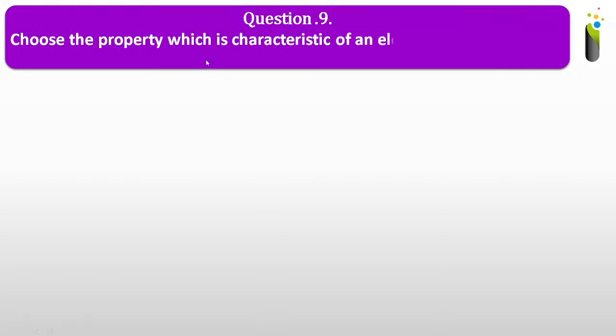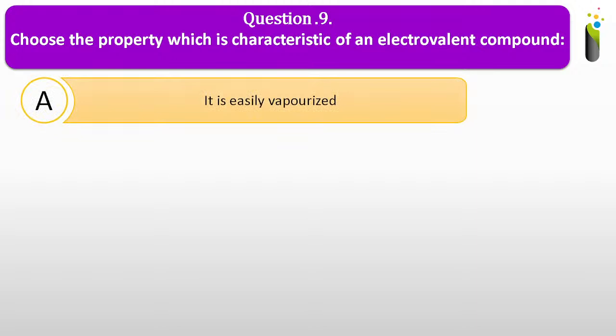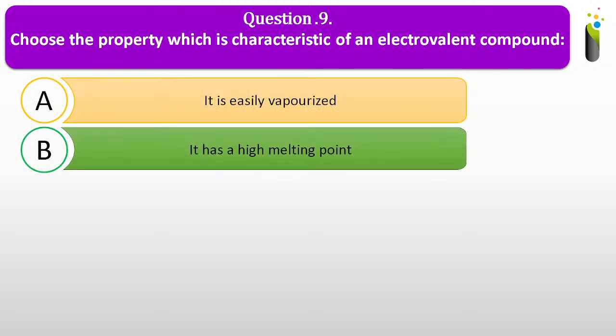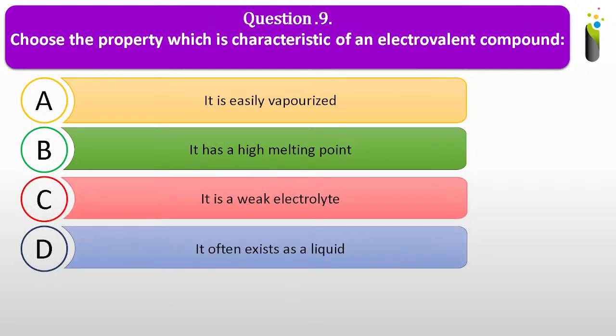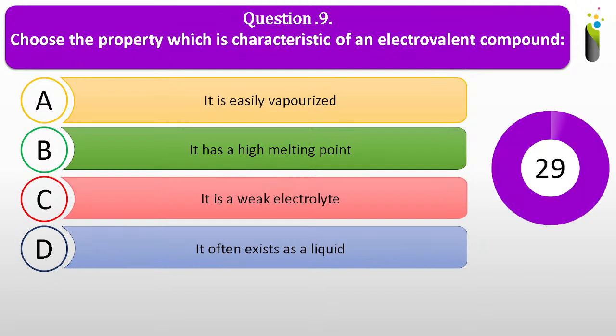Choose a property which is characteristic of an electrovalent compound. A. It is easily vaporized. B. It has a high melting point. C. It is a weak electrolyte. D. It often exists as a liquid. So choose a property which is characteristic of an electrovalent compound.